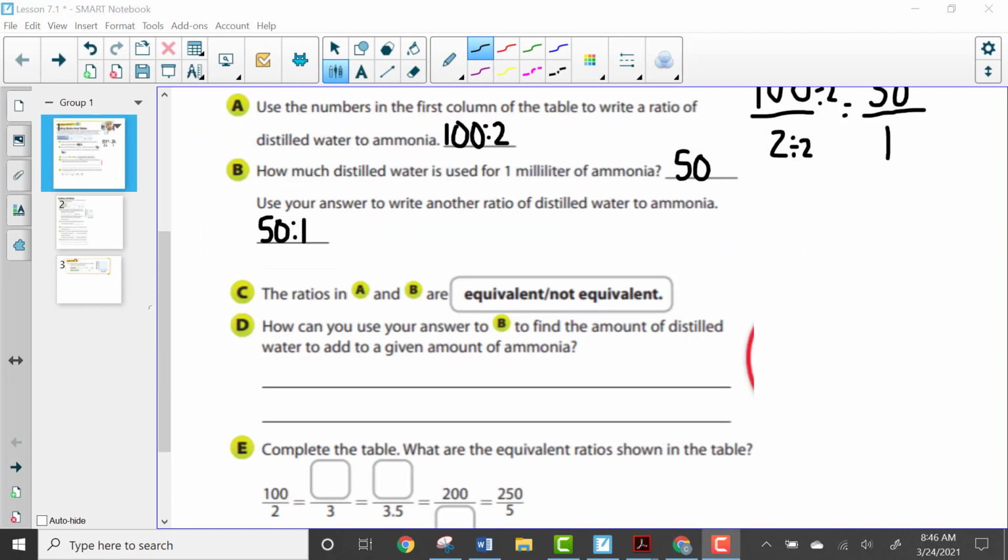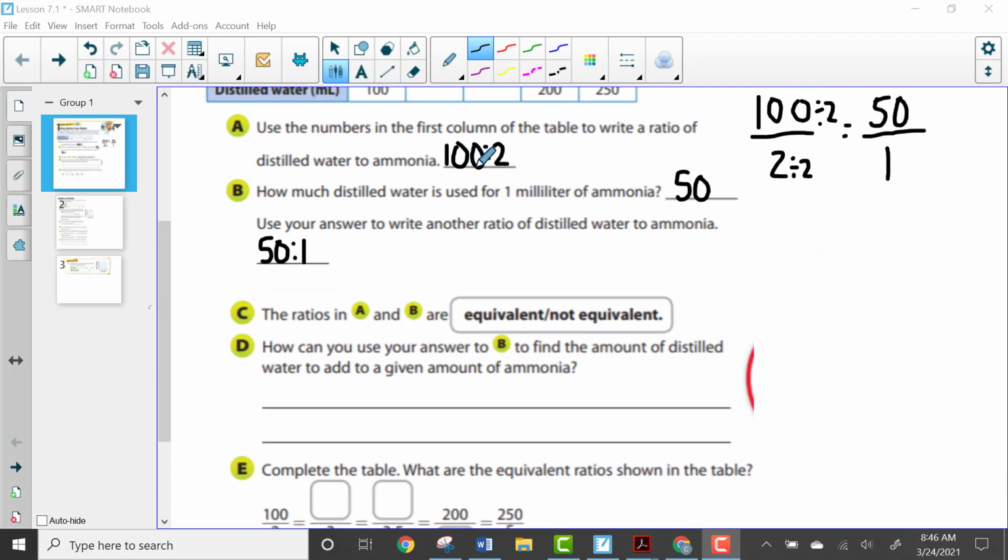Now let's jump down to the next part. It says the ratios in A and B, are they equivalent or not equivalent? We can see A is 100 to 2, B is 50 to 1. We can see that they are equivalent. Why do we know that they are equivalent? We'll circle that for letter C. Because we took the 100 to 2 ratio and divided both terms by the same number, we get 50 to 1 for that ratio.